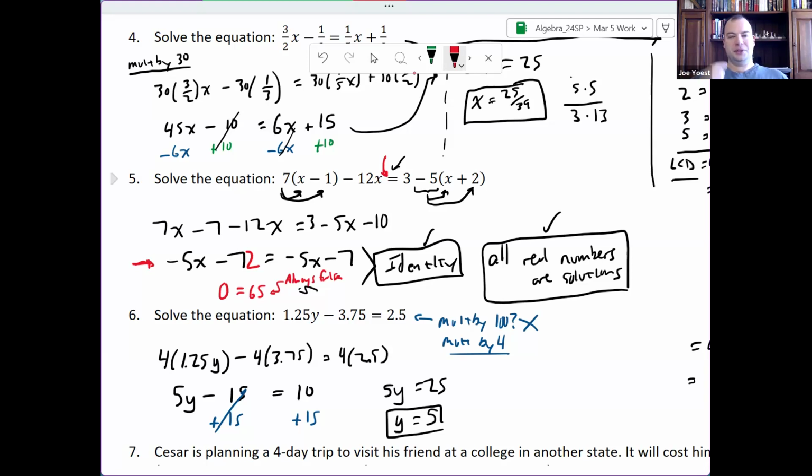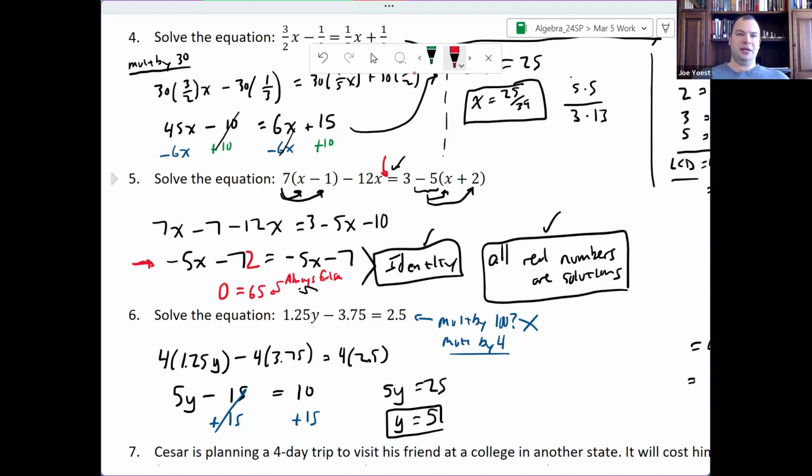So those are our two special cases. The one we actually observed in this problem is the identity, where we get something like 0 equals 0, or left side equals right side, but all the x's go away. And all real numbers are solutions. We have infinitely many solutions there.